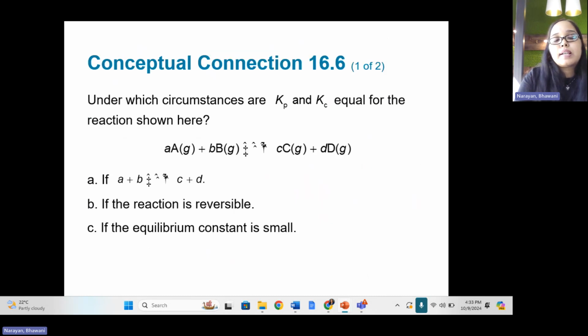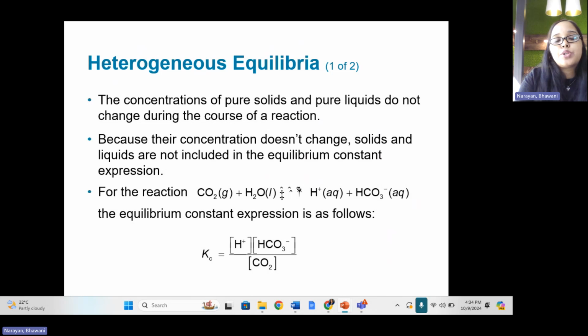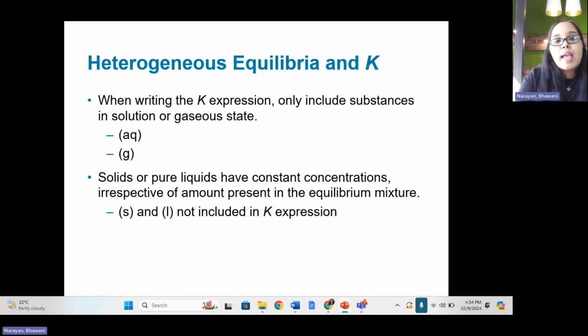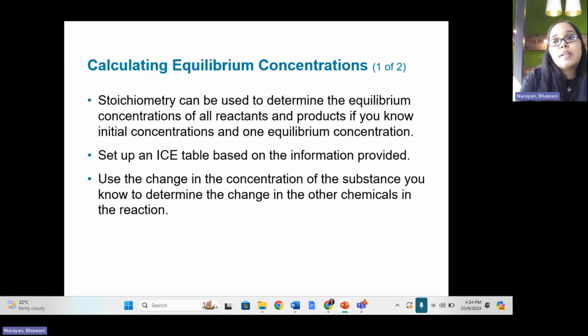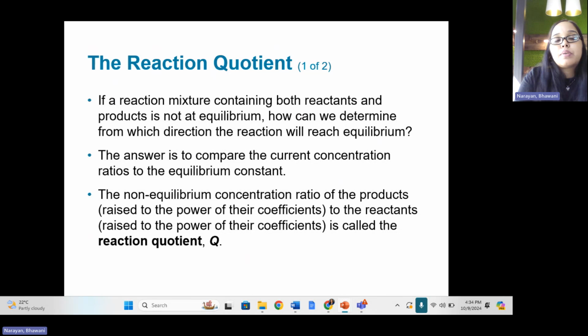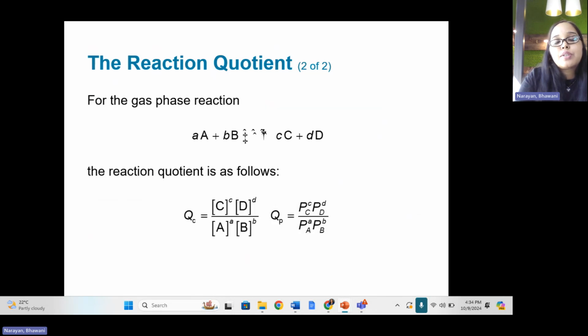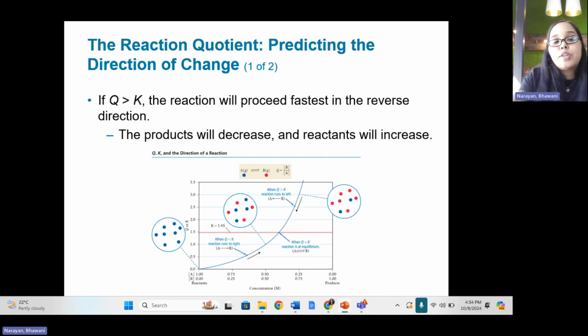But units of K, conceptual questions here, and then we described heterogeneous equilibria, and we went over initial and equilibrium concentration for reactions at a fixed temperature. We said that even if we start with different concentrations, the equilibrium constant is going to remain the same unless you change the temperature, right? We spoke about stoichiometry, the reaction quotient, which is Qc. And we said if Qc and Kc are different, then the dynamic equilibrium tries to re-establish itself, and you have a direction of change.